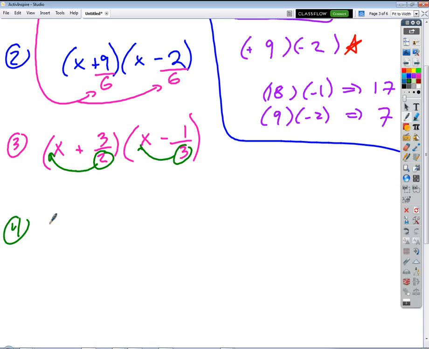So this looks like, then we're gonna get what, a 2x plus 3 times a 3x minus 1. And we're done. That's it.